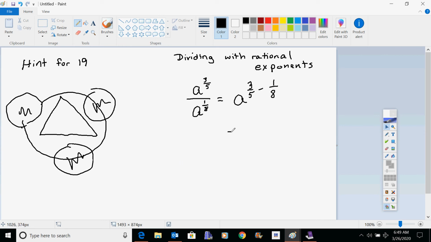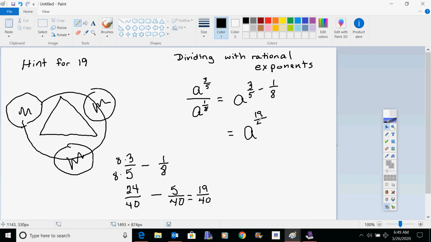Just as a little bit of a review, if you need to take 3/5 minus 1/8, you need to have common denominators to do that. So 5 and 8, the common denominator would be 40. 3/5 becomes 24/40, minus 5/40, which would give you 19/40. Very strange looking exponent here. You're not going to get anything quite this crazy, but this is the process. The key is subtracting exponents.